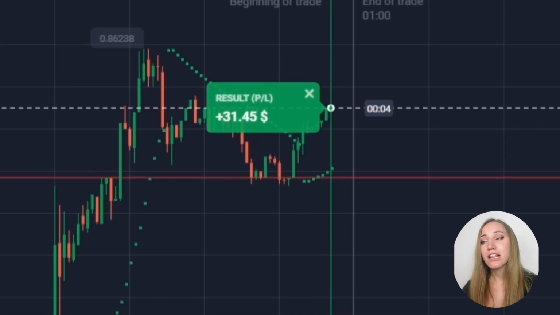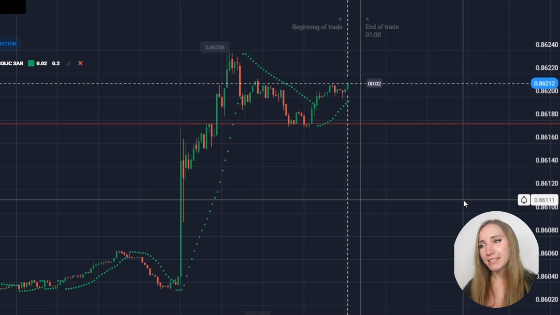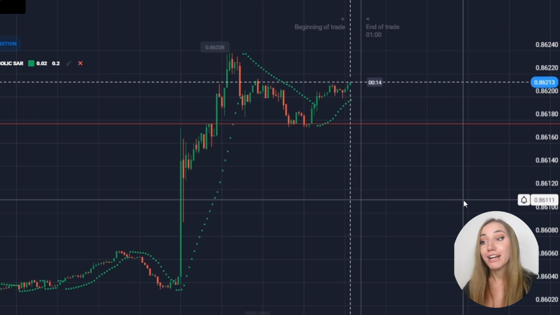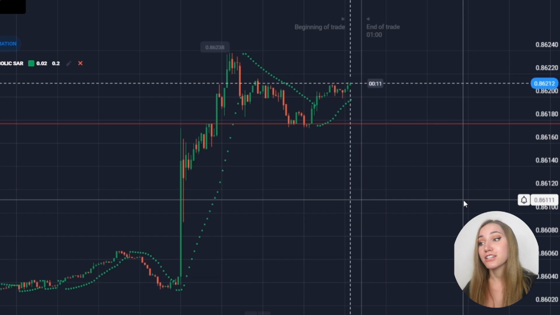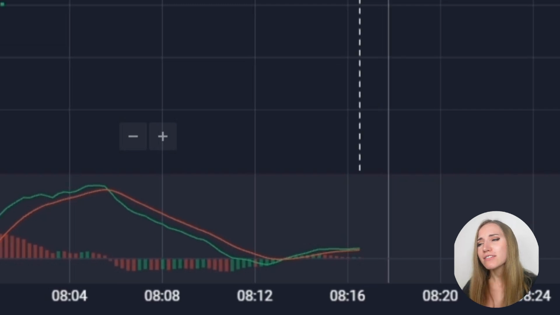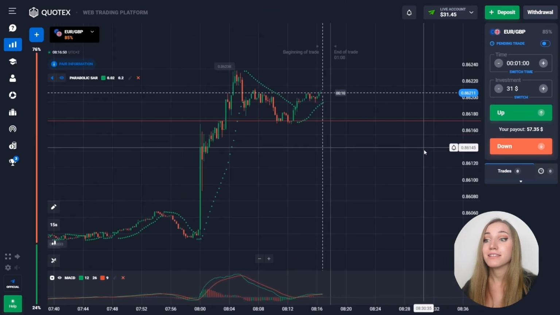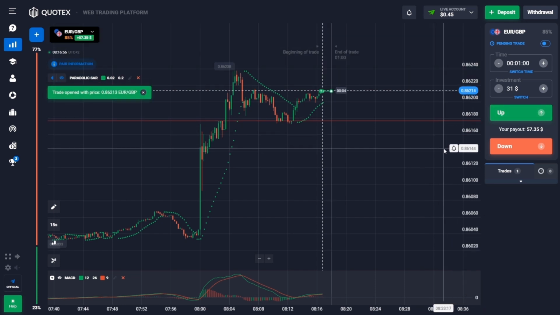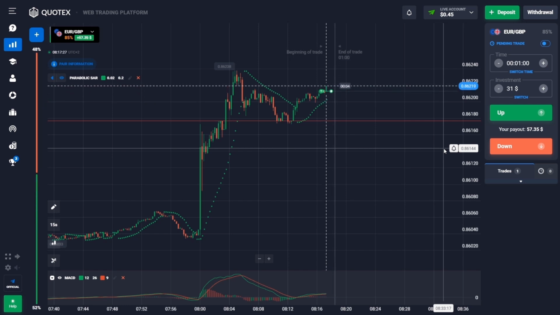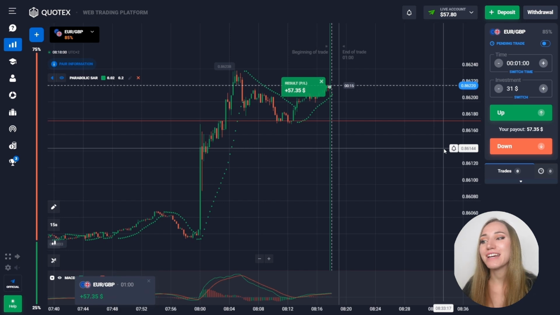Here there was a slight growth of the price and it brought me my profit. Next, the predictions of the previous trade are still relevant because parabolic dots are still under the chart and the main MACD line is above the signal one. They both are moving further from the zero level. I also take into account the slight growth from the first entry point and we remember that this is a bullish market. So let's open a trade up for 1 minute. Guys, it is amazing and we got the profit.